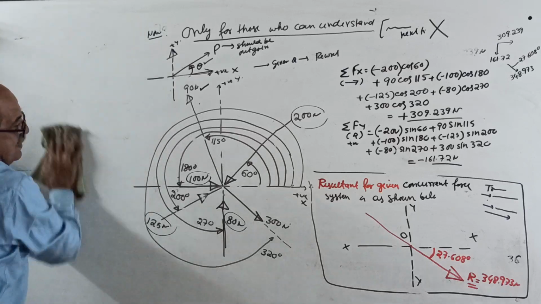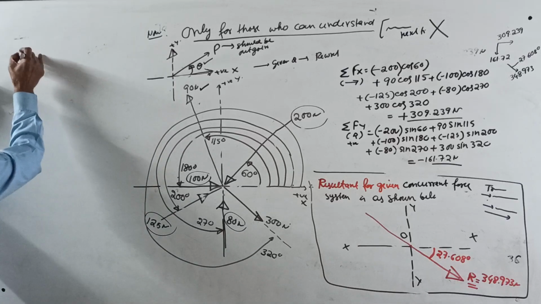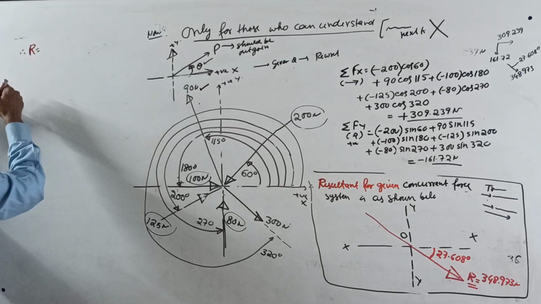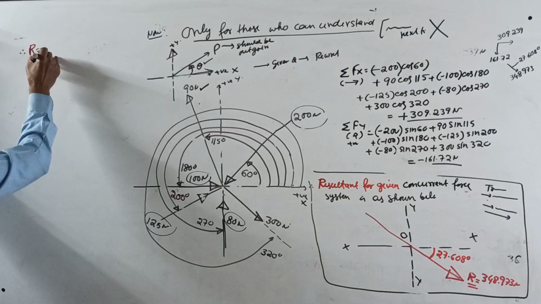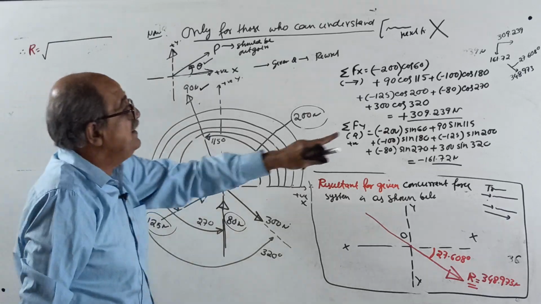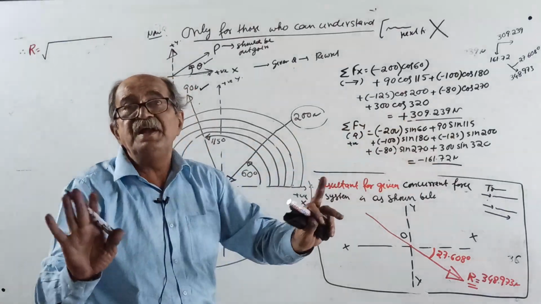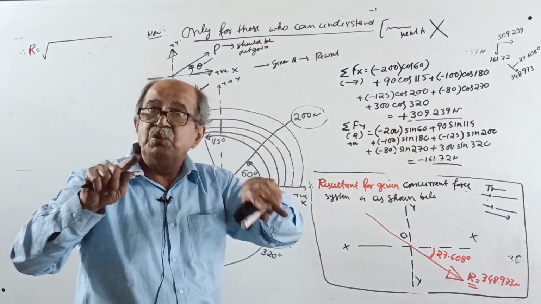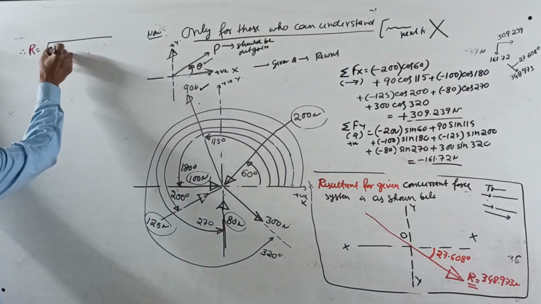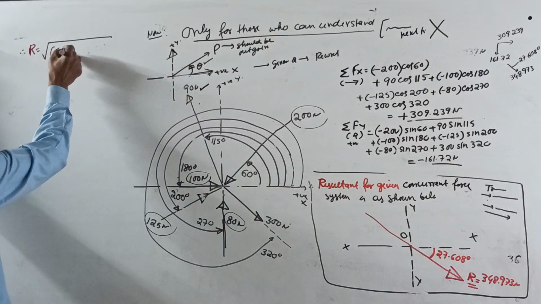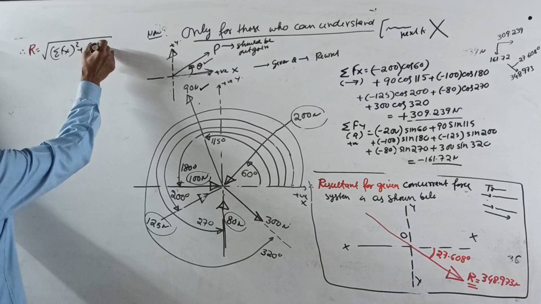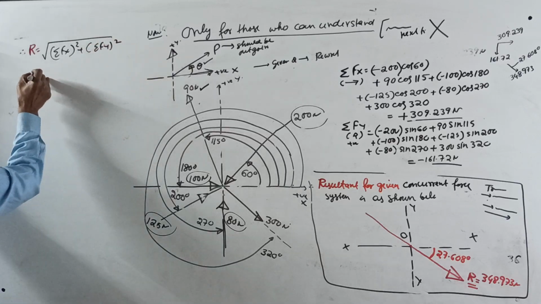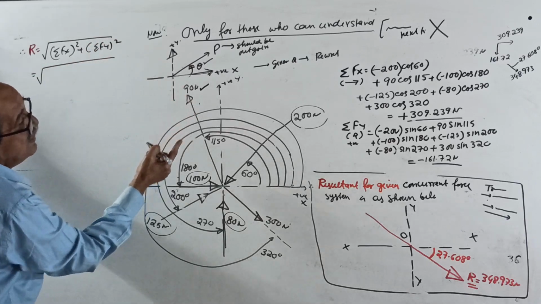Now see. Therefore, resultant is equal to, now remember, sign is required. You don't write that this is the right side and that is the left side; the software will take care of everything. Resultant is the square root of sigma Fx squared plus sigma Fy squared, and here you require the sign convention. How much is it?